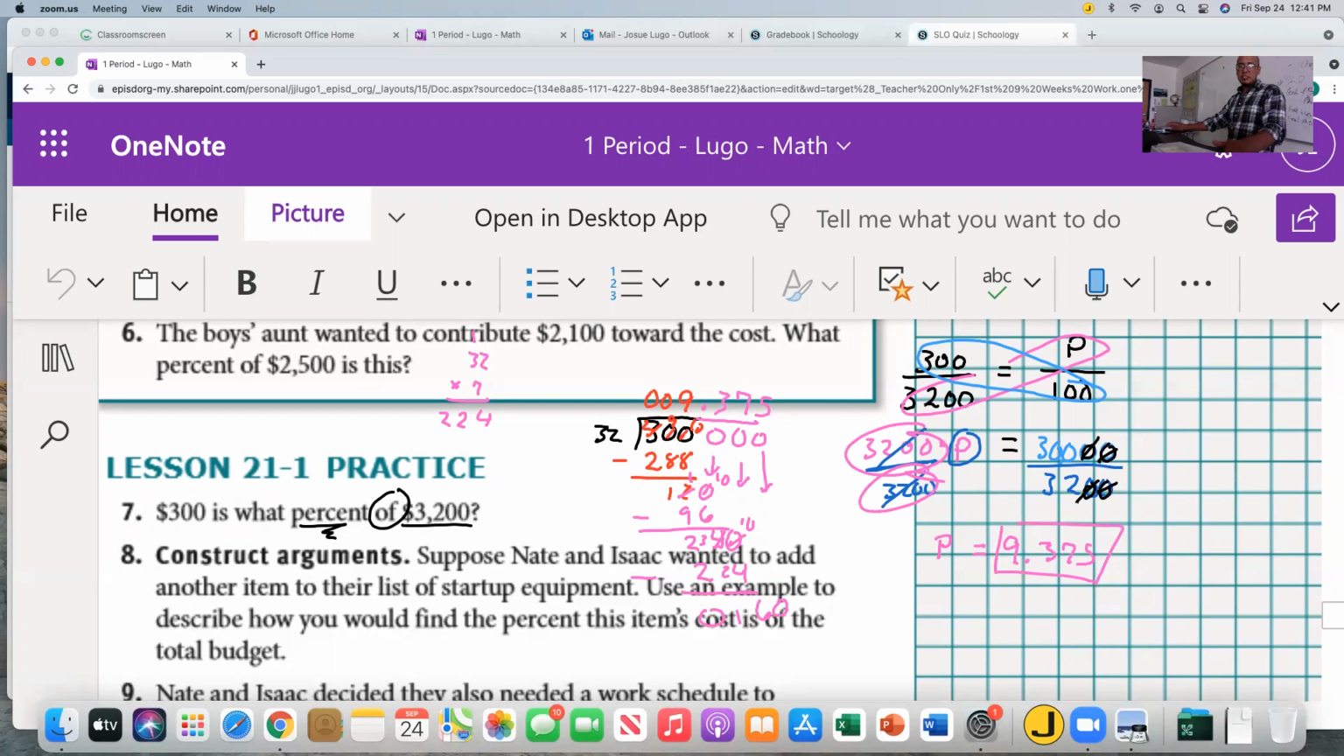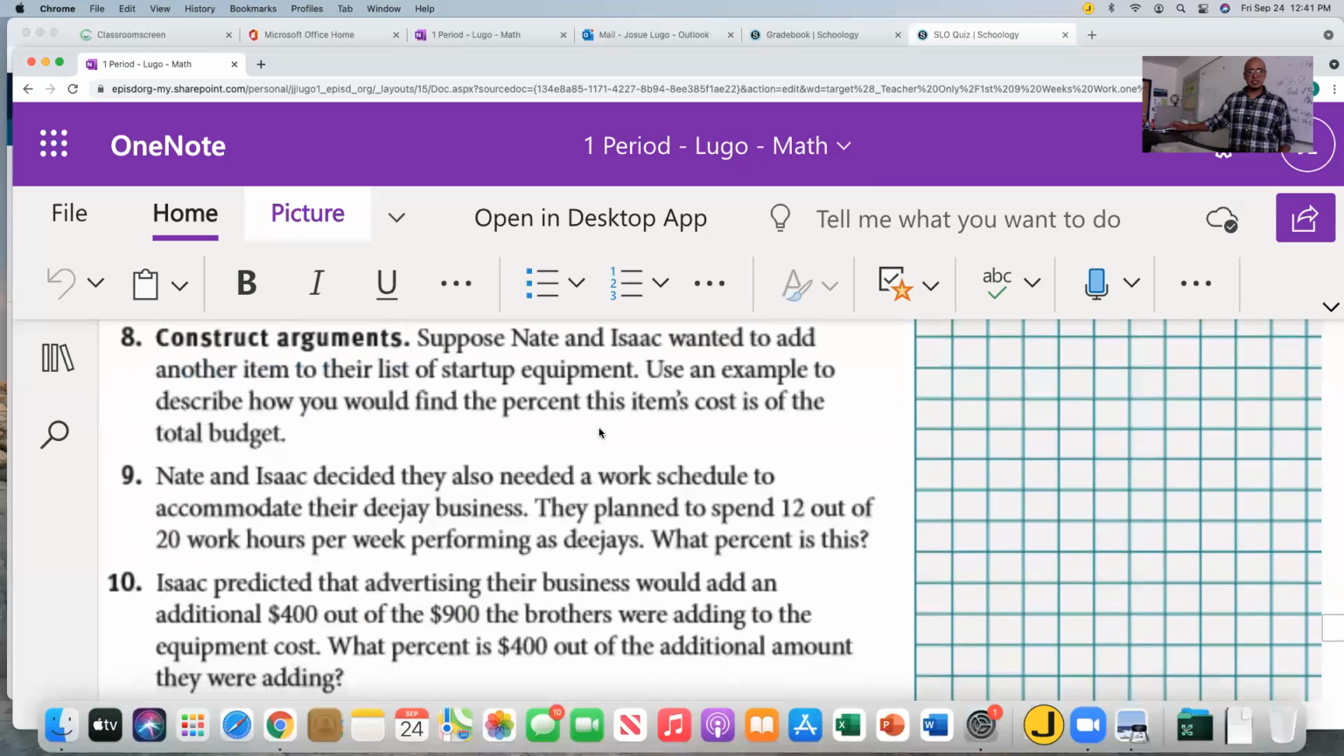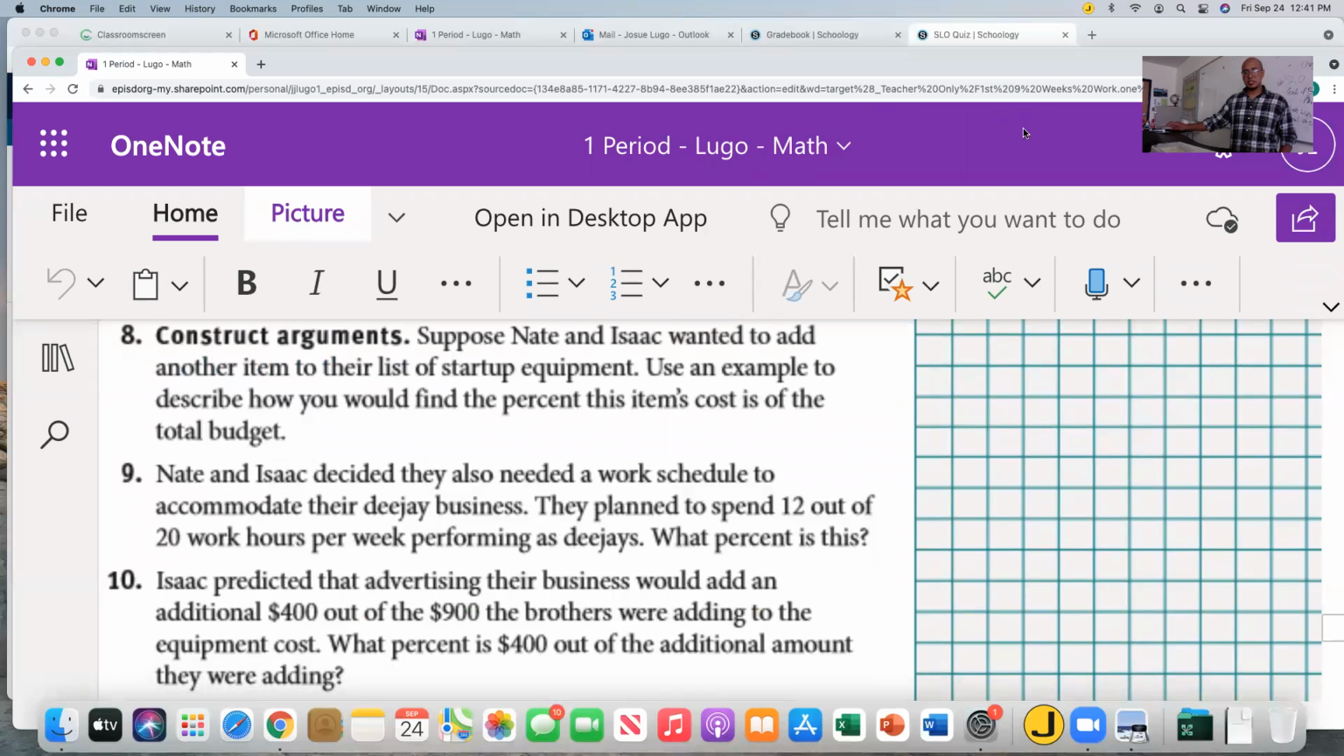Good. Let me just do one more. Let me do an easy one, just so that you can easily see the process. And the easy one is going to be number 9, which is actually the next one that we have to do. Number 9 reads, Nate and Isaac decided that they also needed a work schedule to accommodate their DJ businesses.